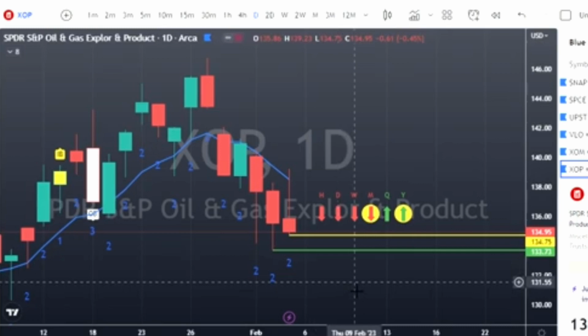Make sure you look for the weekly swing list. Good luck trading on Monday, guys. I wish you nothing but the best. I wish you nothing but green.